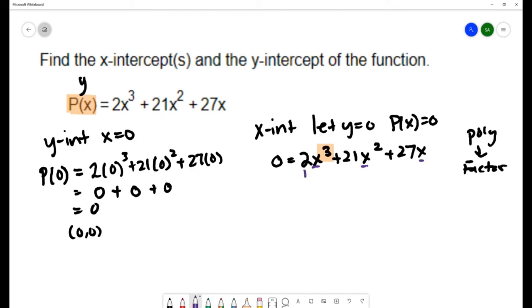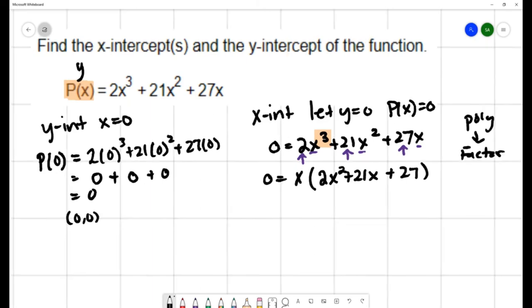And if we look at the coefficients on all of these x's, I have a 2, which is an even number, and the other two numbers are not even, so 2 is not going to go into that, so I know I don't have any other common factors. The only common factor is the x. So I'm going to factor out the x, and that will leave me with 2x squared plus 21x plus 27.